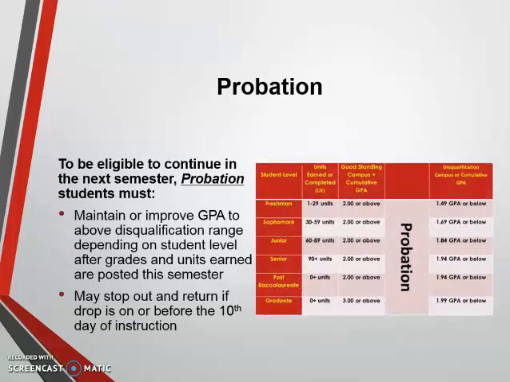If you are currently on probation, to maintain enrollment for next semester, you must remain or improve your GPA above the disqualification range. Note that your student level may change after this semester's grades and units earned are posted. For example, a sophomore with 50 units earned who earns 12 units this semester for a total of 62 units is considered a junior and must have a GPA above 1.84 to continue next semester.